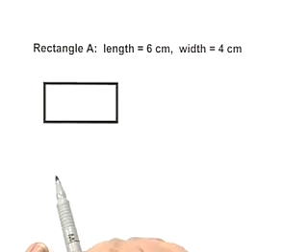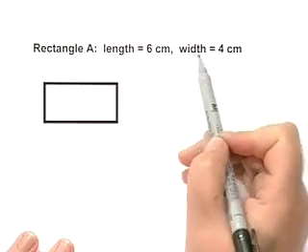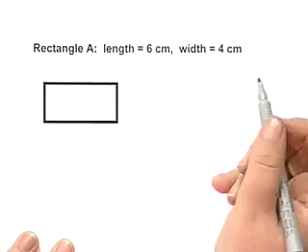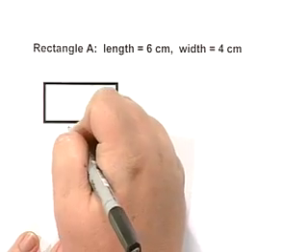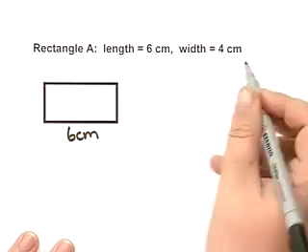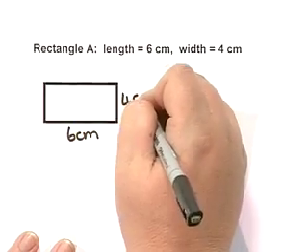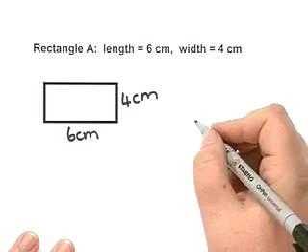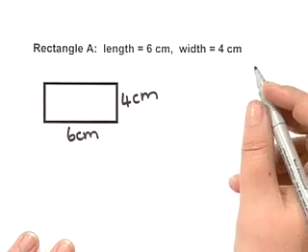Let's have a look. Here we have rectangle A. The length is 6 centimeters and the width is 4 centimeters. Let's record that on our picture. We have 6 centimeters as the length and the width is 4 centimeters. Now remember, we're trying to find the area. Can you remember the formula?